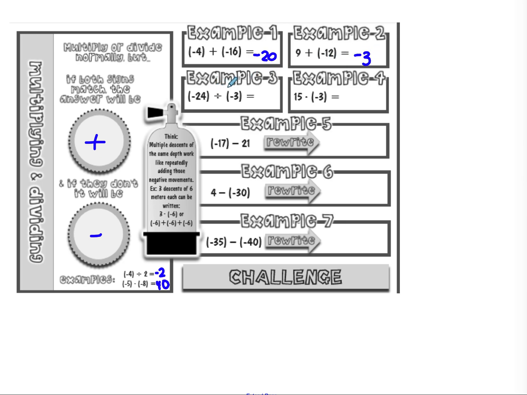Over here, -24 divided by -3, same signs, answer's positive. That rule only applies for multiplication and division. -24 divided by -3, that's going to be a +8. And then for example 4, I have 15 times -3, different signs, answer's negative. Again, that only works for multiplication and division. So 15 times 3 would be 45. Since I have different signs, that one's going to be a -45.